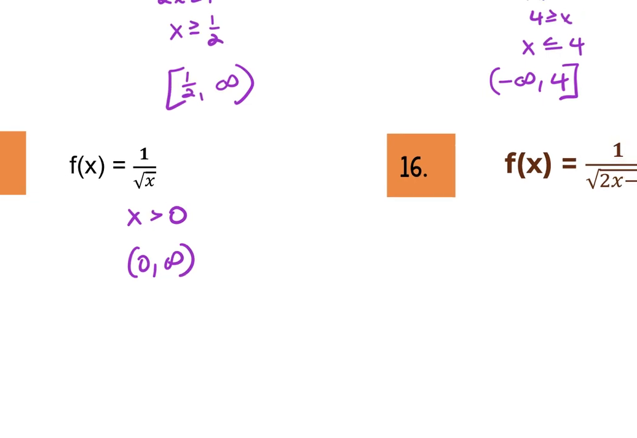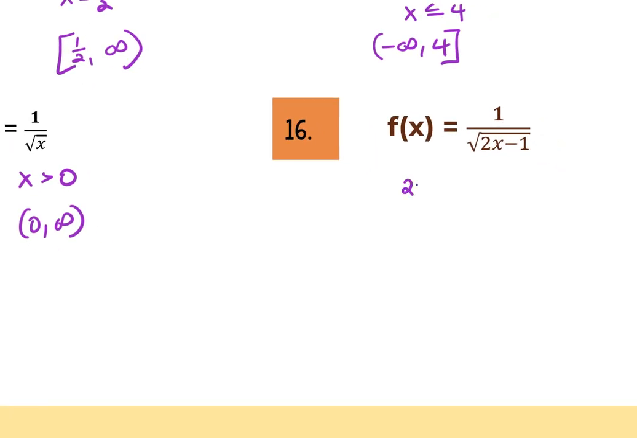And then 16, same thing. It's in the denominator underneath the root, so 2x minus 1 has to be greater than 0. I'd get 2x has to be greater than 1, and x has to be greater than 1/2. So it gets a parentheses instead of a bracket because it can't include it anymore.